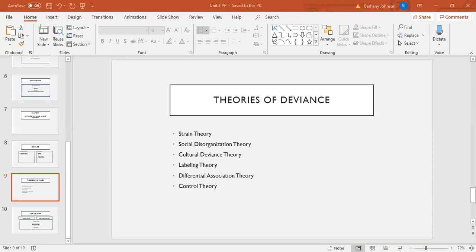Now, Travis Hirschi has the control theory, and he stated that a person's chance of being deviant is related to the degree in which a person feels connected to a group or society. So if you feel more connected to a group, you are less likely to be deviant. If you feel less connected to the group, you have more chances. Now, this is the group as a whole.